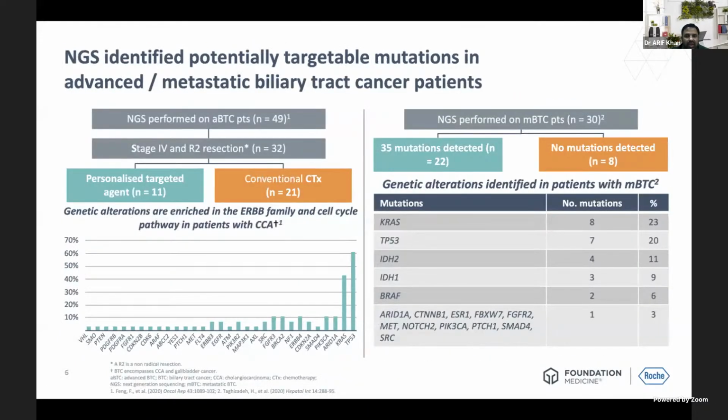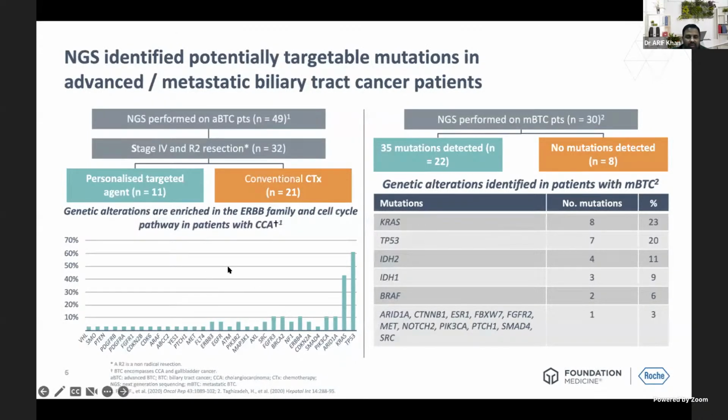This was one study in the metastatic biliary tract cancers where they did an NGS to find out the frequency of the alterations. And also, when we give therapy according to the genetic alteration found, whether it improved the outcomes compared to when we use the conventional treatment. So they compared the personalized treatment with the conventional treatment in this study.